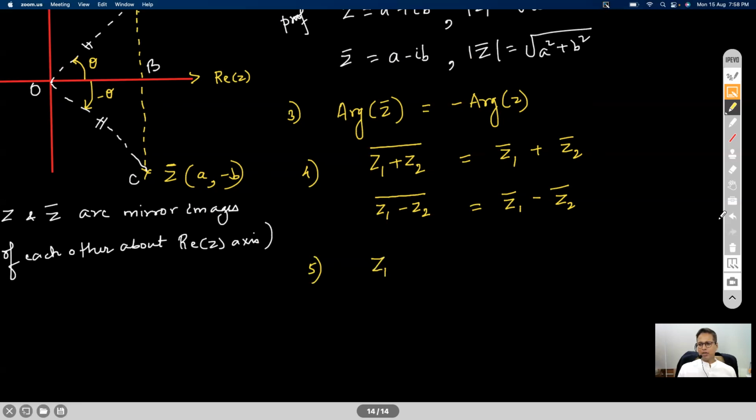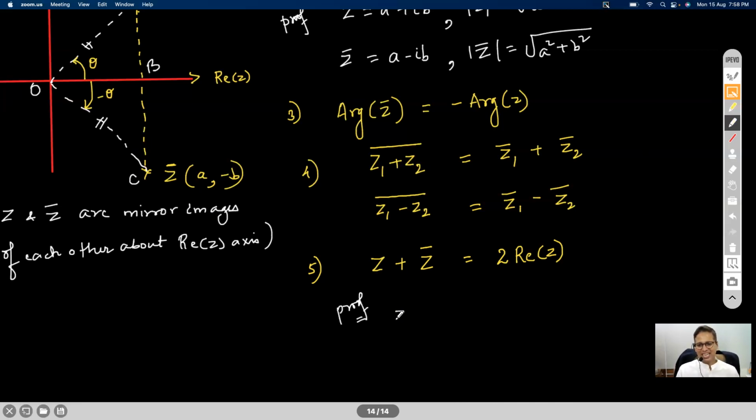If z plus its conjugate, if you add z to its conjugate, you will always get a purely real number, which is twice the real part of z. So z plus z conjugate will always be a purely real number, twice the real part of z, which is very obvious.